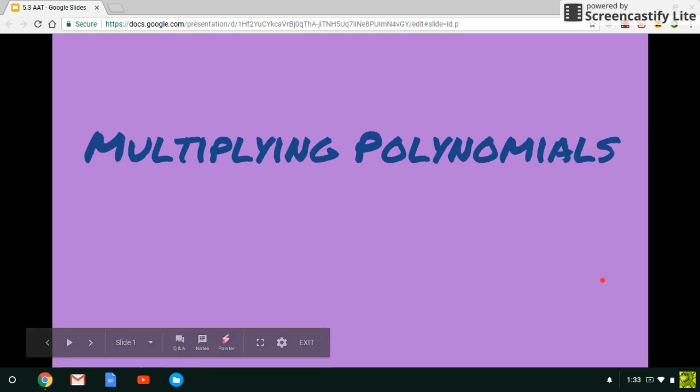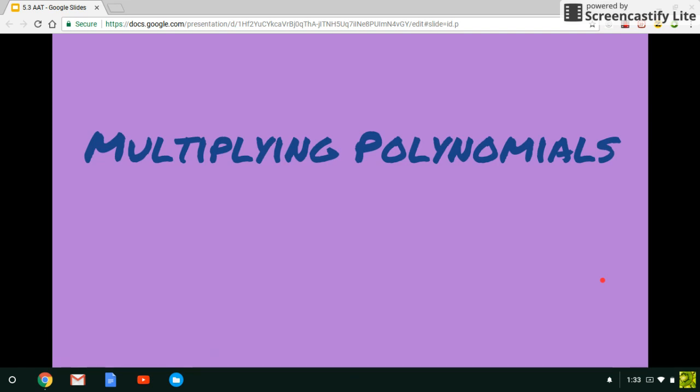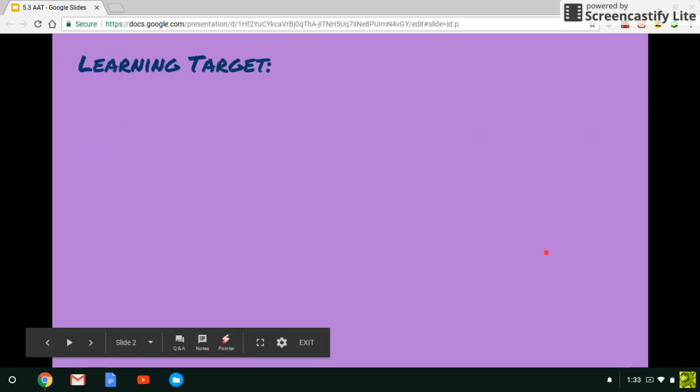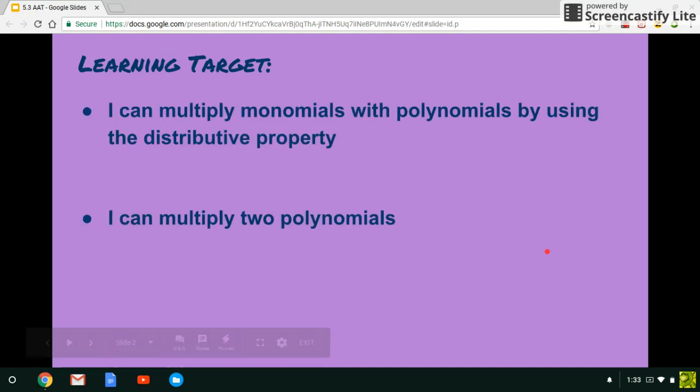Hey, Advanced Algebra Trig. This Ed Puzzle is going to be about multiplying polynomials. So make sure that you got your notes out and ready to go so that we can learn to multiply polynomials. So first we got our learning targets.